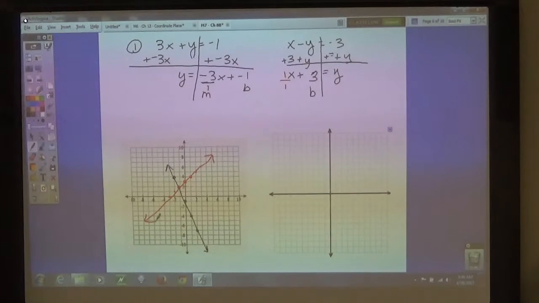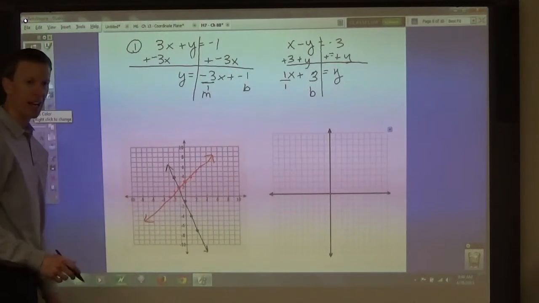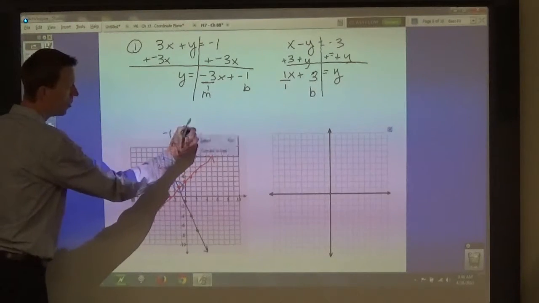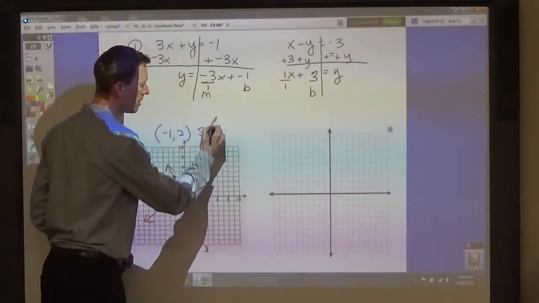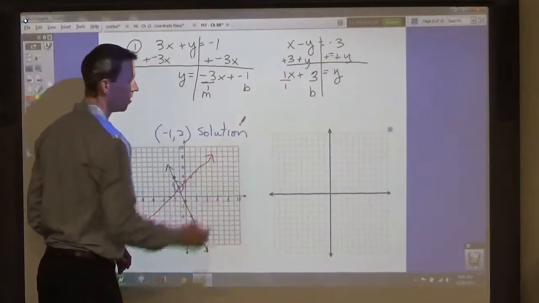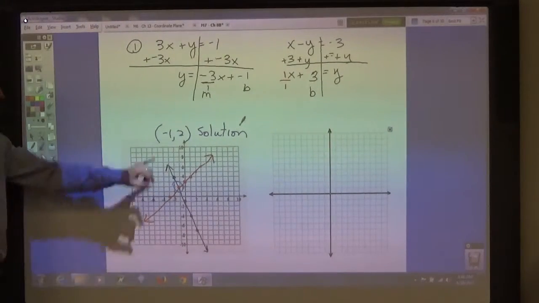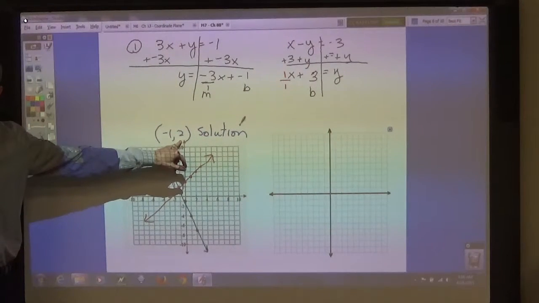Where did it cross on your graph? Joey? Negative 1, 2. At this point, negative 1, comma 2. This is the solution to the system. Okay? What that means is these two numbers make both equations true.